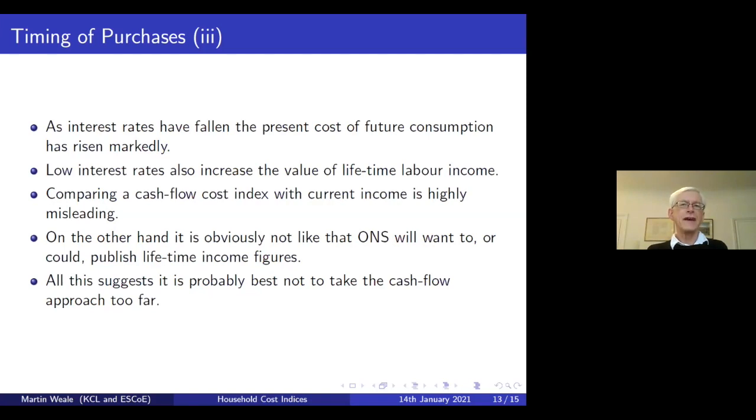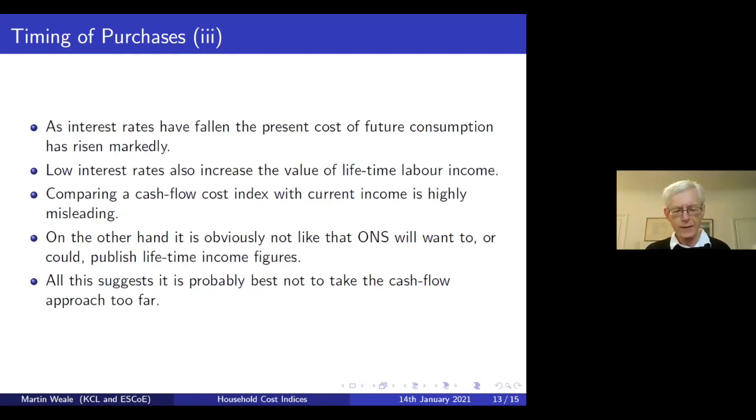On the other hand, it seems to me obvious that the ONS won't want to publish lifetime income figures on any regular basis or non-specialist basis, because you can construct them only by making assumptions about the future value of lifetime labour income, and the ONS is a statistical office, not a body whose job it is to forecast where labour income is going to be in 30 years' time. So all this suggests that it's probably best not to take the cash flow approach too far, and my own view is that it probably should be limited to the treatment of student loans, which is what we're doing at the moment.